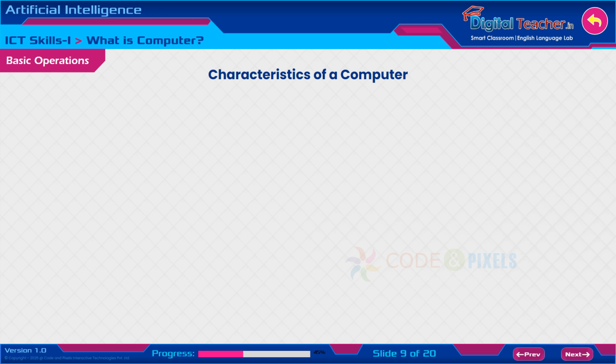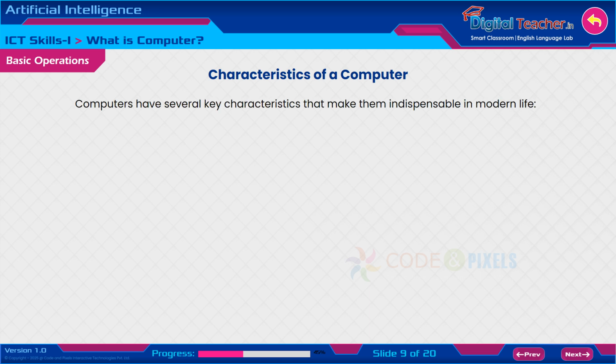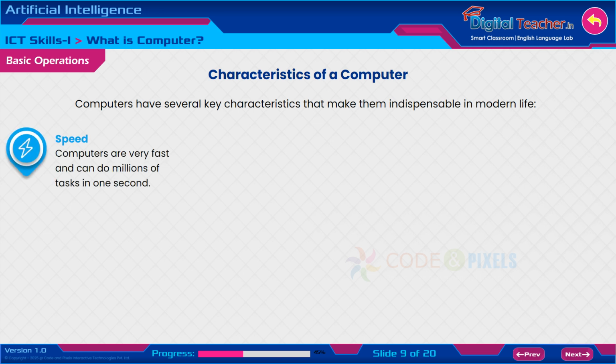Characteristics of a computer. Computers have several key characteristics that make them indispensable in modern life. Speed. Computers are very fast and can do millions of tasks in 1 second. Speed is measured in hertz.